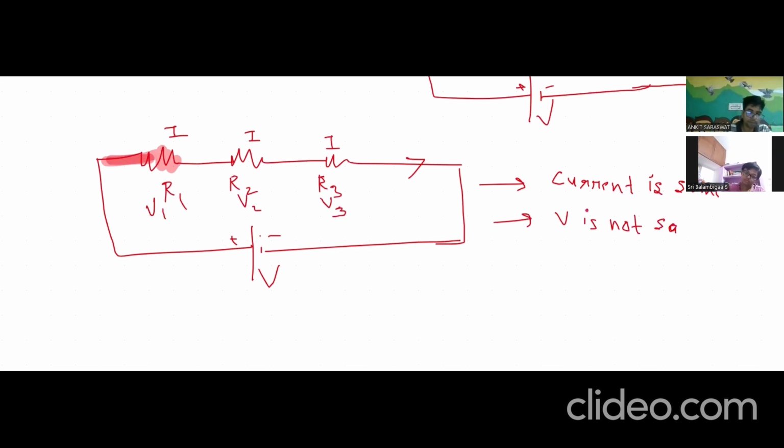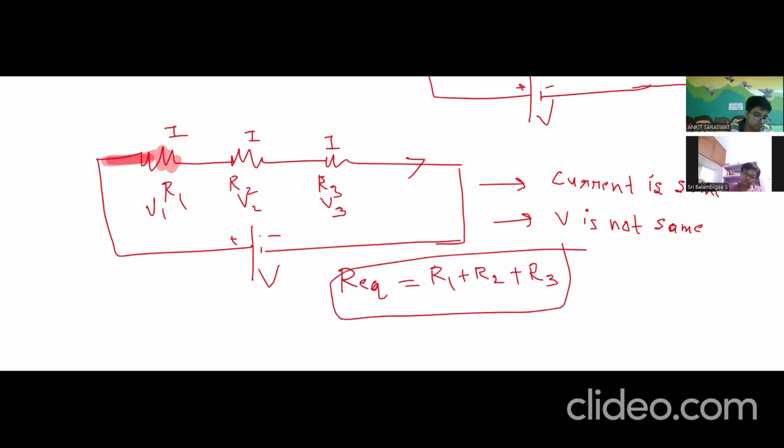Clear? Yes, sir. Current is the same in all the resistors. And what is the equivalent of these three? The R equivalent formula is R1 plus R2 plus R3. This is the way to solve. Clear? Any doubt?